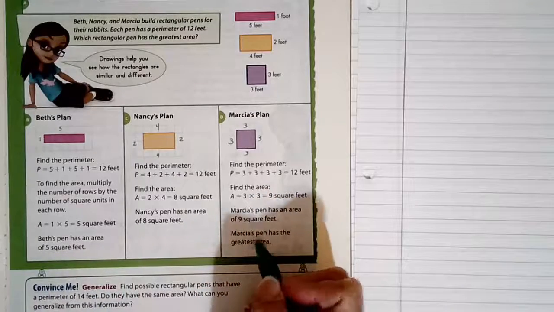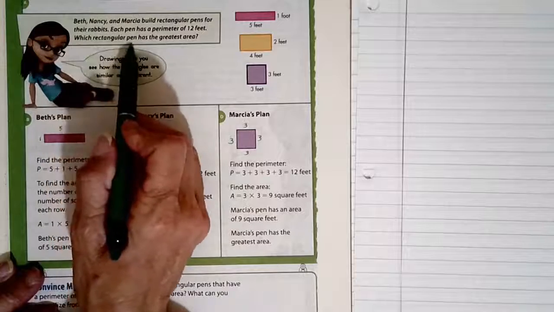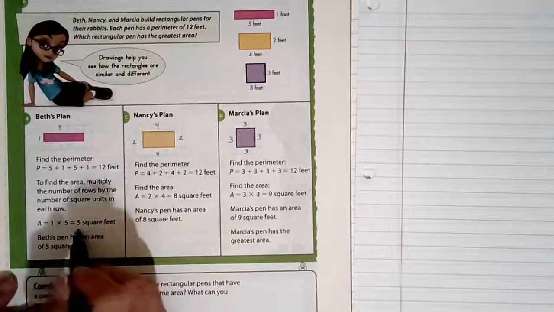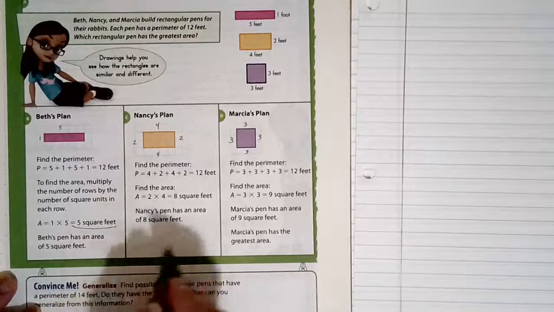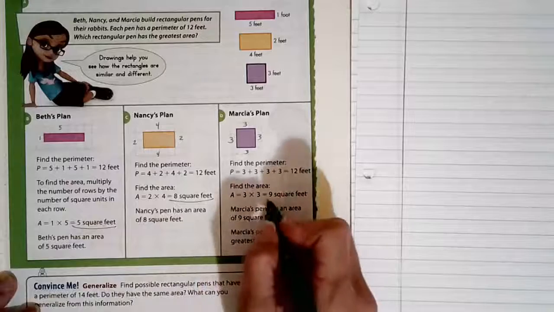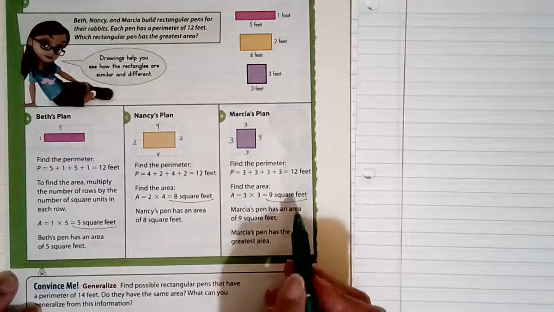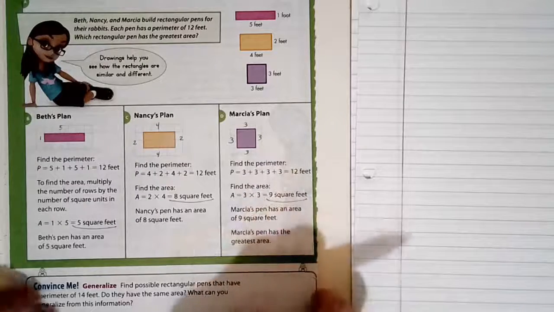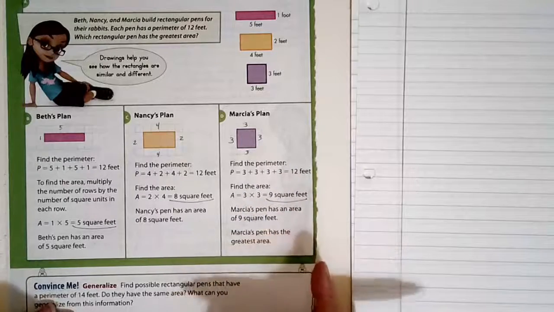And the question was, which rectangular pen has the greatest area? So when we look at this, we're looking at 5 square feet compared to 8 square feet compared to 9 square feet. And we can see that Marcia's plan has the greatest area. Now let's look at the next page.